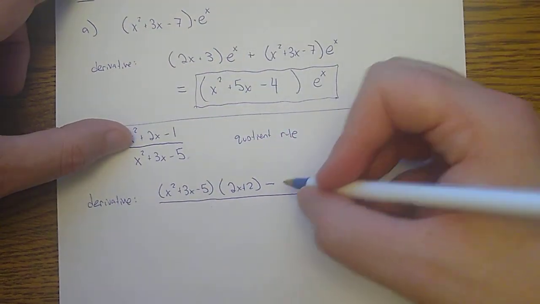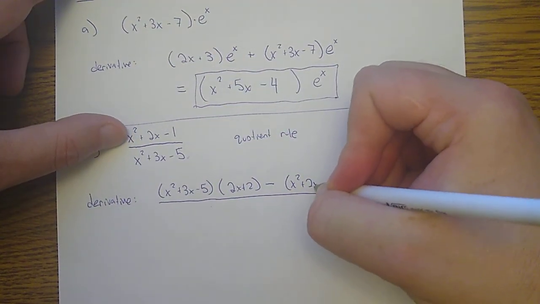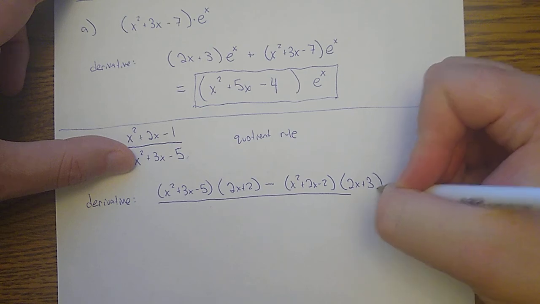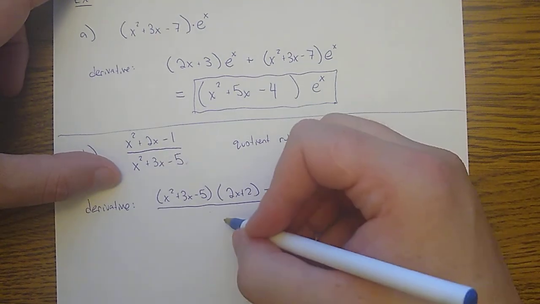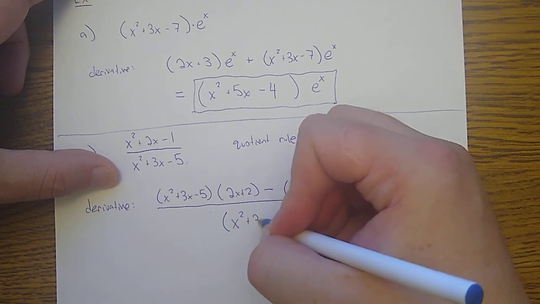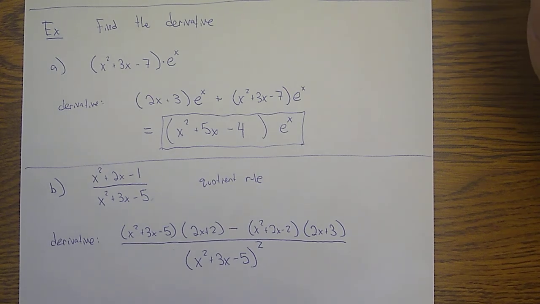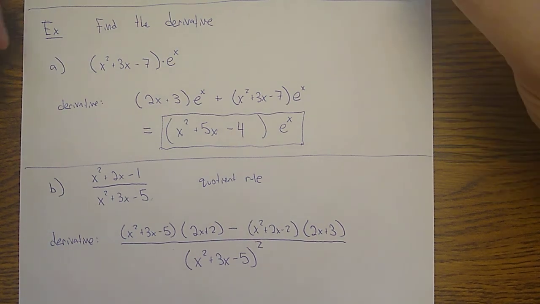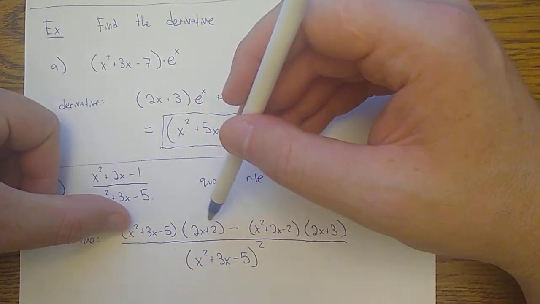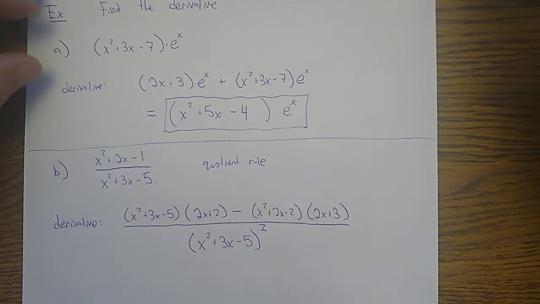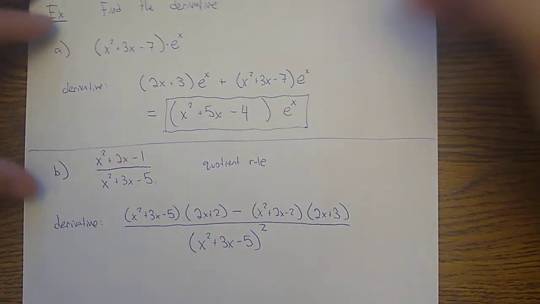So I go the top times the derivative of the bottom, which would be 2x plus 3, and divide it by x squared plus 3x minus 5 squared, because that's the bottom squared. And you know what? We could simplify this one, but let's just not. We could multiply this out, and multiply this out, and collect like terms, and square this and do all of that. But this is probably a bit too much.